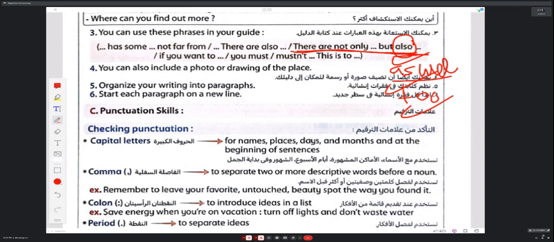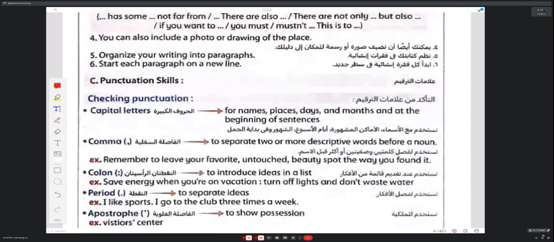If you want to, comma, do so and so. You must, you mustn't, you should, you shouldn't. These are expressions that can be used in the guide.